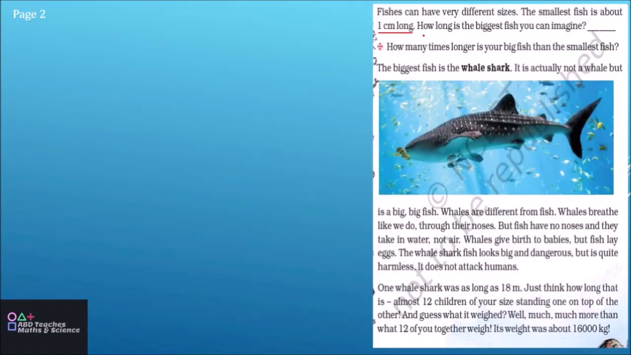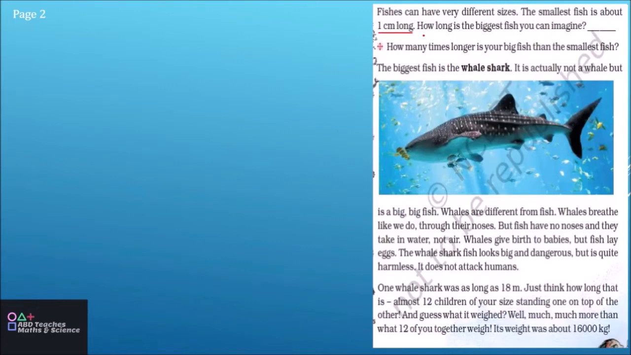Now there is a question. How long is the biggest fish you can imagine? Wait. The biggest fish is the whale shark. It is actually not a whale, but is a big fish. Whales are different from fish. Whales breathe like we do, through their noses, but fish have no noses and they take in water, not air.